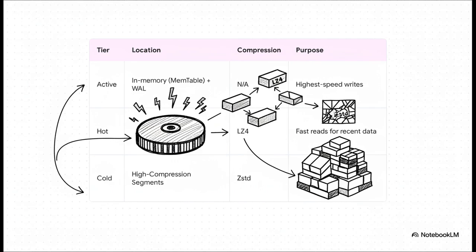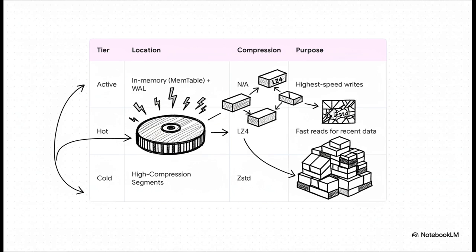So data in RusTs has this whole life cycle. It's born in the active tier, which is that in-memory table we talked about. After a while, it gets flushed down to the hot tier on disk, stored in those columnar files with a fast compression like LZ4, so recent data is still quick to query.